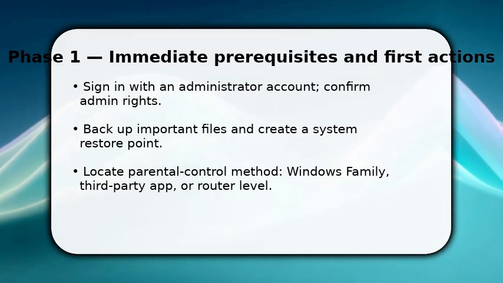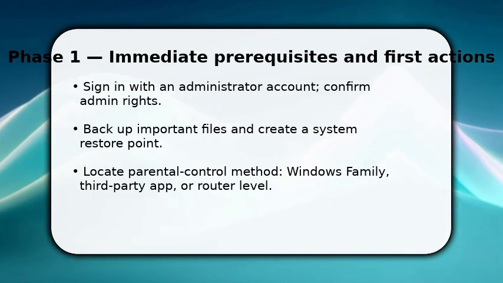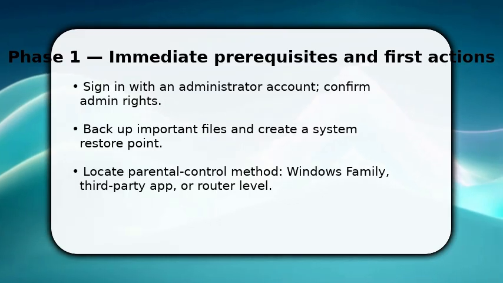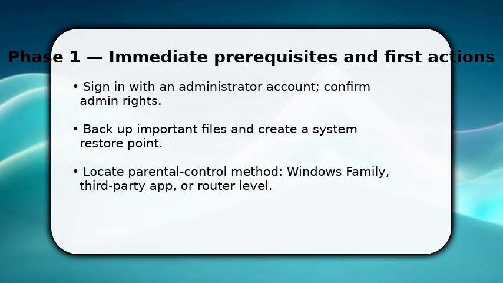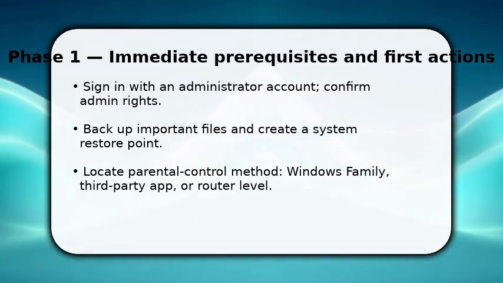Next, identify where controls live: Windows Family Safety, a third-party app, or router-level controls, so you remove the correct system. Once done, open Settings or the app you identified and make sure you remain signed in as the administrator. This prevents permission errors when you remove restrictions.